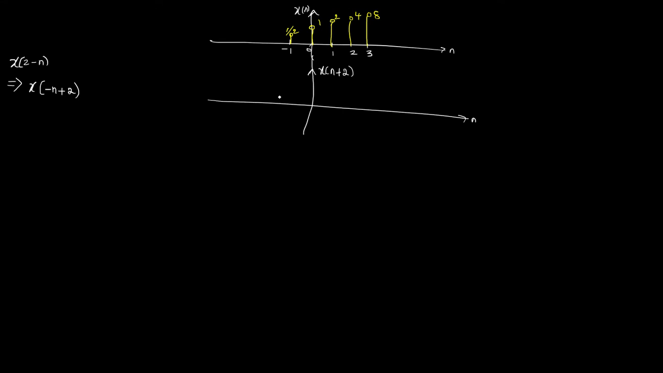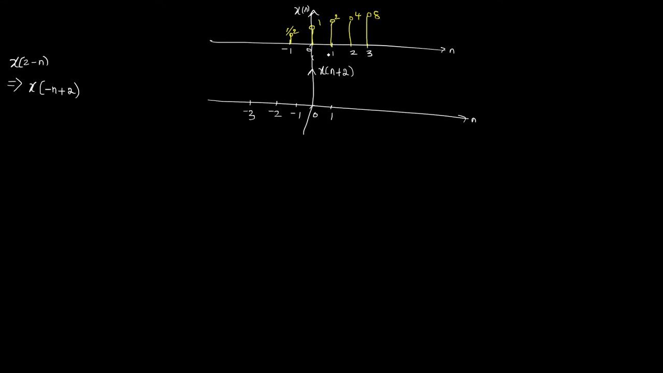Minus 1 minus 2 will go to minus 3. 0 minus 2 will be minus 2. 1 minus 2 will be minus 1. 2 minus 2 will be 0. 3 minus 2 will be 1. So like this, all the time values are shifted to the left side by 2 units. Minus 1 goes to minus 3, 3 is shifted to 1. 2 units it is shifted towards the left direction.